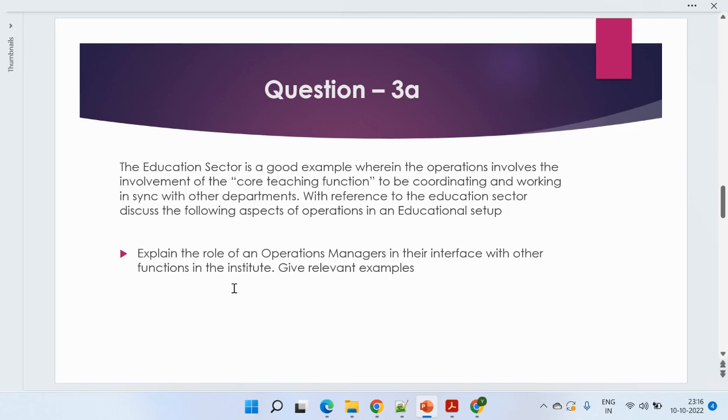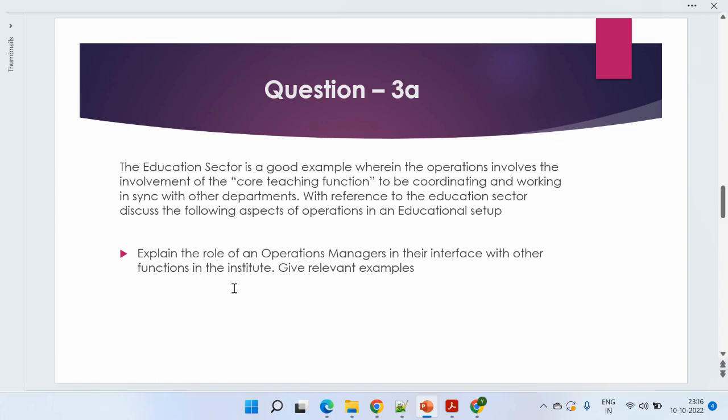Moving to our third question, the education sector is a good example wherein the operations involve the core teaching function coordinating and working in sync with other departments. With reference to the education sector, discuss the following aspects of the operation in an educational setup. Explain the role of operation manager in the interface with other functions of the institute. Give relevant examples.